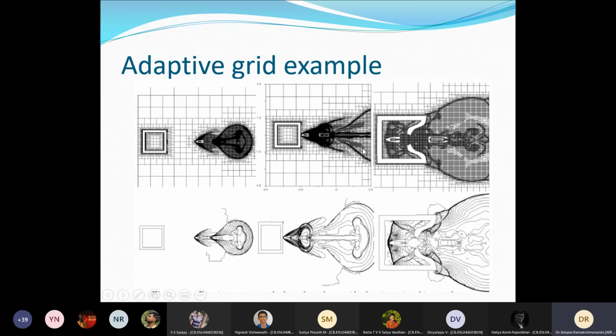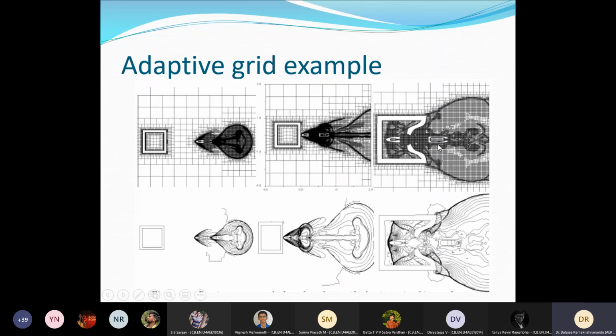But now they know that this clustering is not needed here, but it's needed near the shocks. So the flow field has changed. By looking at the grid itself, you know that the flow field has changed. And after it enters, you can see a lot of change in the grid and flow field.